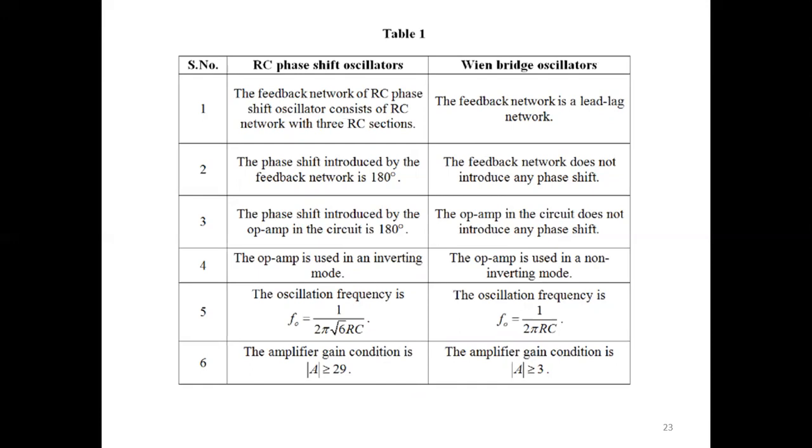The amplifier gain condition for the phase shift oscillator is greater than 29. Here, for the Wien bridge, the amplifier gain condition will be greater than 3. Okay, this is a sine wave generator. We have more oscillators, such as the Colpitts oscillator and the Clapp oscillator. Here we only discussed RC phase shift and Wien bridge using the op-amp.